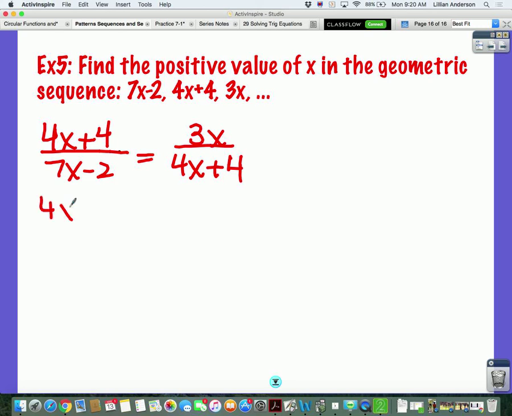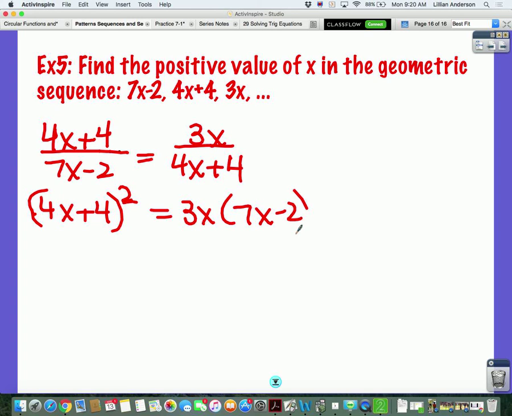So that's 4x plus 4 squared equals 3x times 7x minus 2. So when you FOIL 4x plus 4, what'd you get?